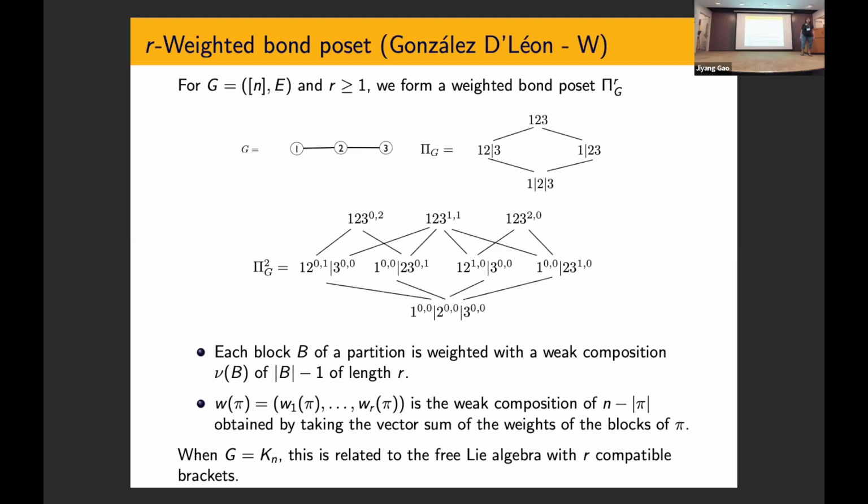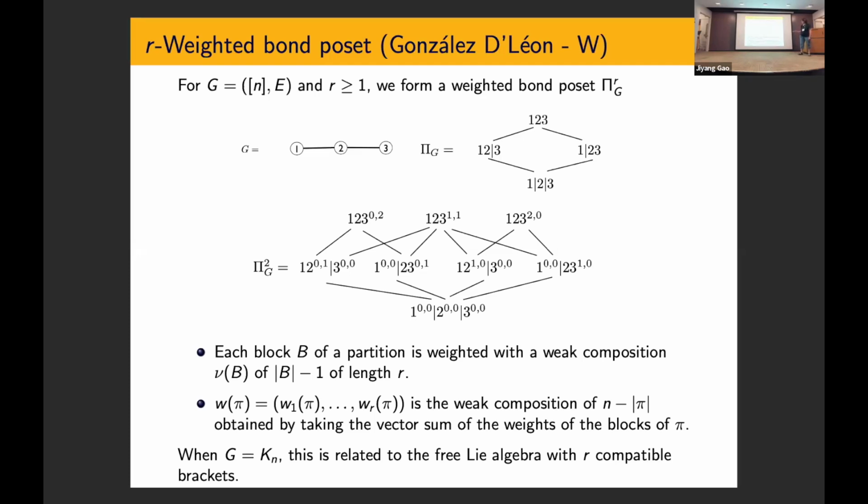So we attach weights to each block. I didn't say what the order relation is. It's a natural relation. I don't really want to spend the time on what the order relation is. So we get this weighted bond lattice.